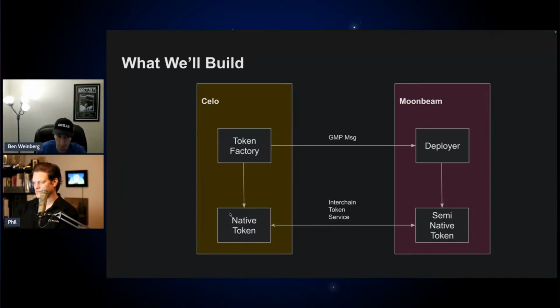CeeLo in this example, but it could be any chain, and it could be more than one chain. But in this case, it's just going to be CeeLo, and it's going to have all these different features which we're going to build out together in this native token. Okay. Then on the flip side of that, we have what's called a semi-native token.